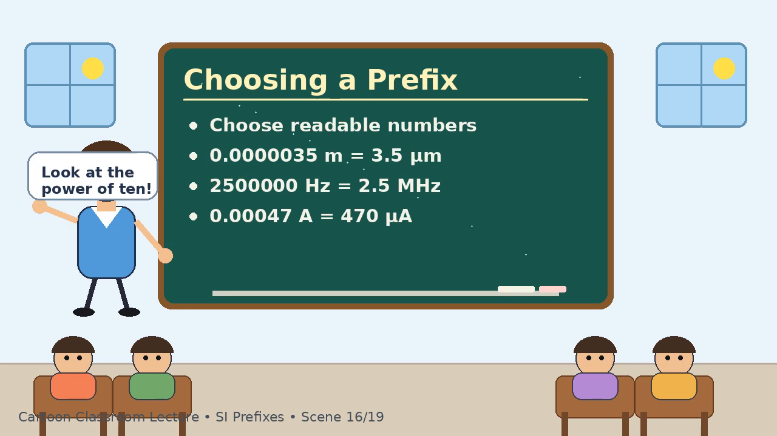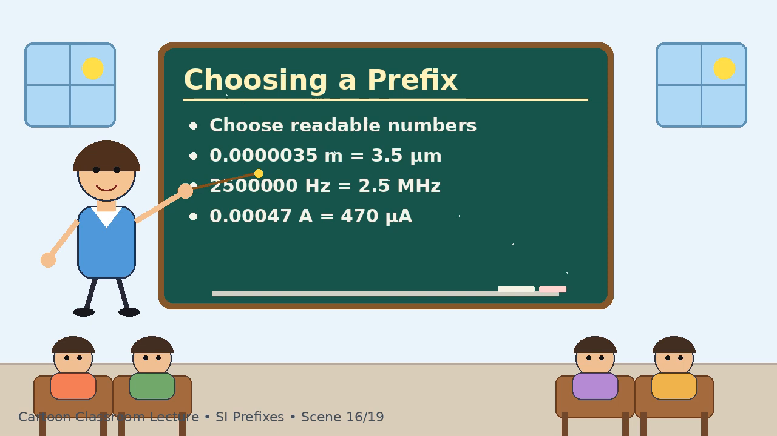A suitable prefix makes the numerical value easy to read. For example, 0.000035 meters is better written as 35 micrometers. 2,500,000 Hz is better written as 2.5 megahertz. 0.00047 amperes can be written as 470 microamperes. In scientific and engineering work, a useful value is often between 1 and 1000.